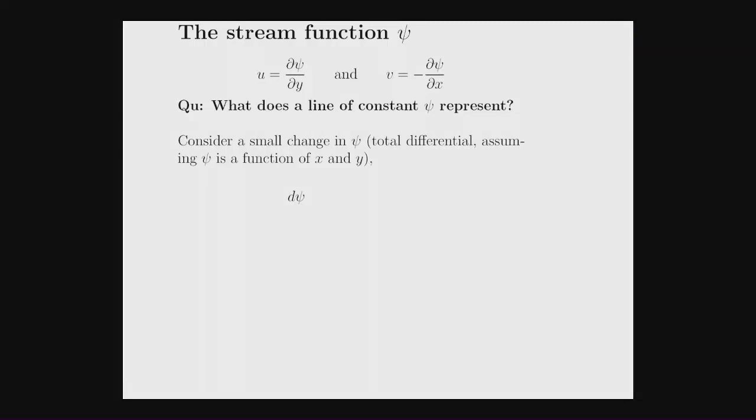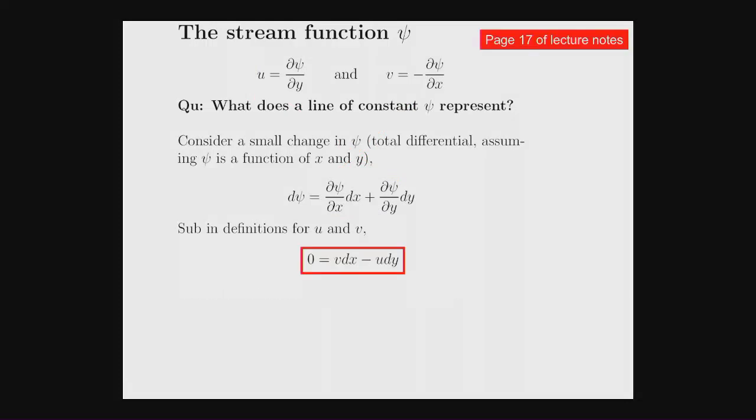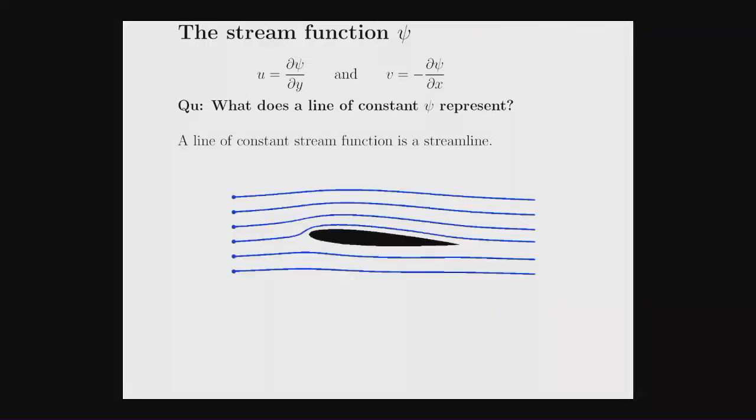So what does this stream function represent? What does psi represent? We found out that a line of constant psi is basically your streamline. So if you have a streamline for a flow over an airfoil, the value of psi along that streamline is a constant throughout.